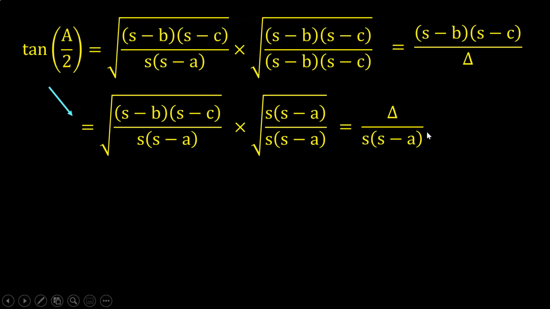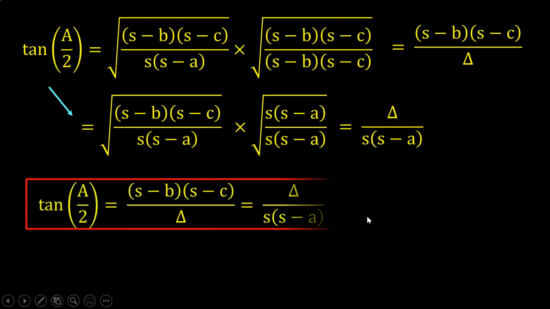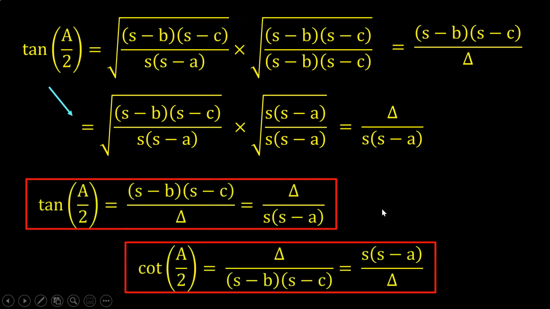Now cot A by 2 is just the reciprocal. So cot A by 2 is going to be delta by s minus b into s minus c, or s into s minus c upon delta. These are more useful, especially in the questions. Tan A by 2 is equal to delta by s into s minus a and cot A by 2 is equal to s into s minus a by delta.